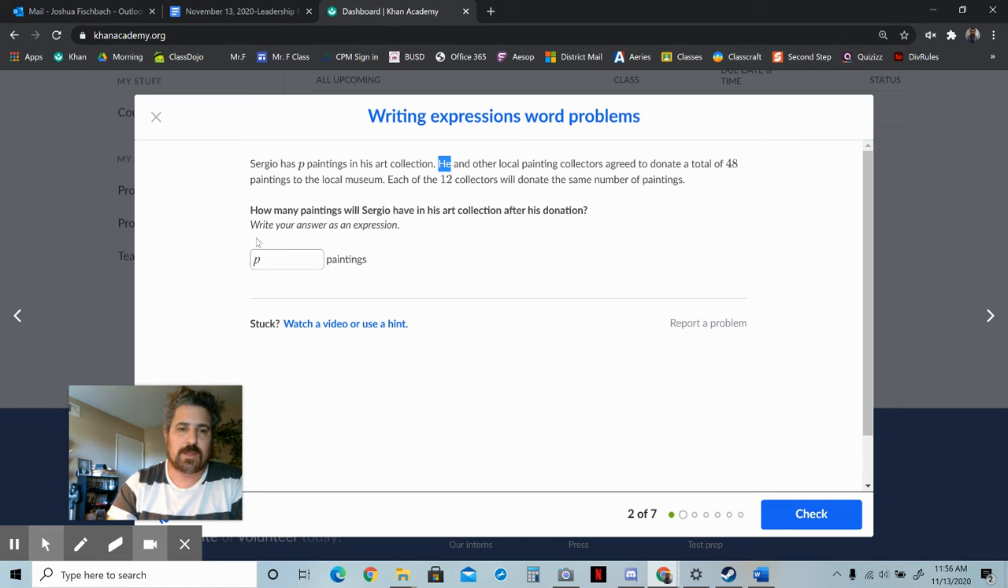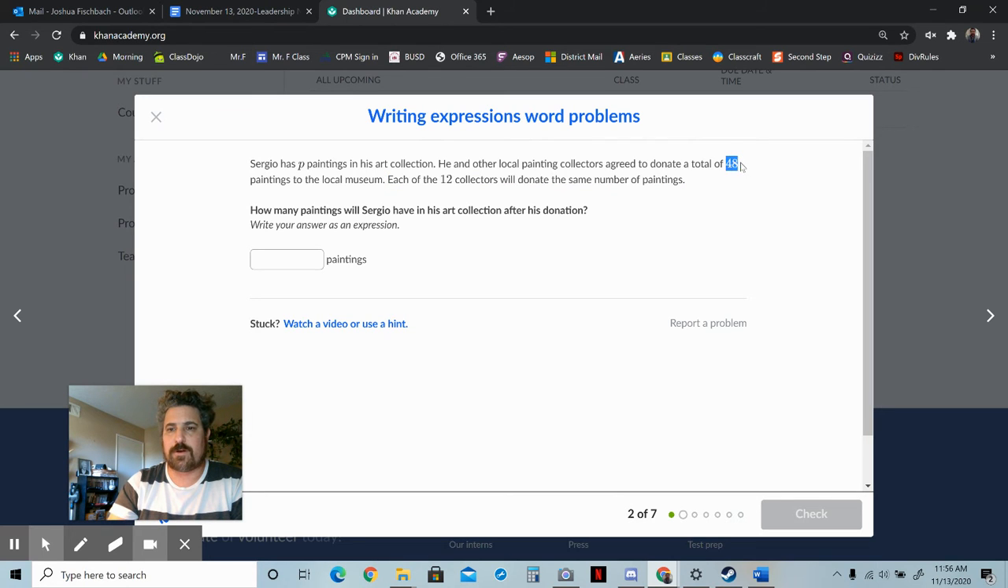Oh, okay. So this is how it's going to work. There's a total of 48 things. We don't need the P here, actually. There's a total of 48 paintings that are going to be donated. And they're going to be donated by Sergio and other local painting collectors. It says that together there are 12 total collectors. That's including Sergio. All right?